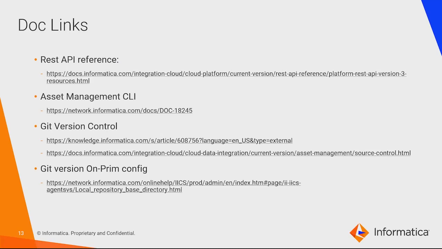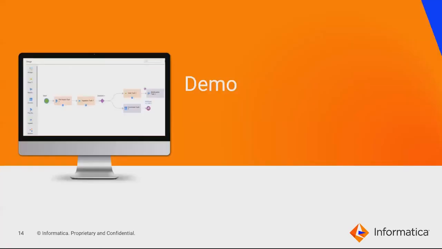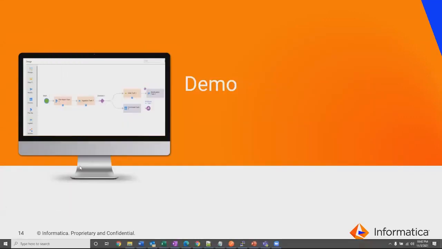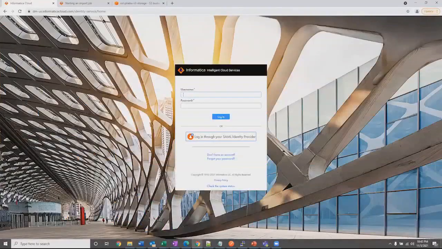These are the useful document links: REST API, Asset Management CLI, Git version, and Git version on-prem. You can take a look at this documentation for more information. And let's get into the demo. So we log into Informatica Cloud.